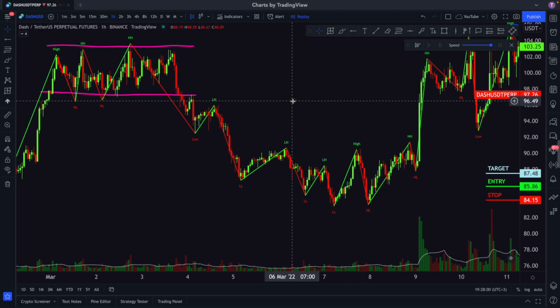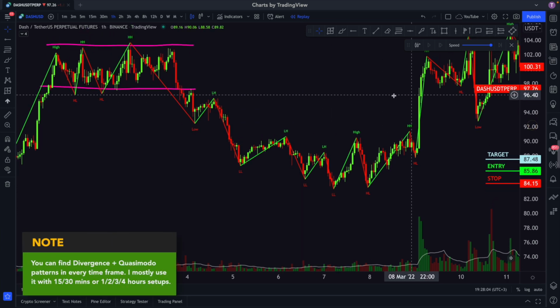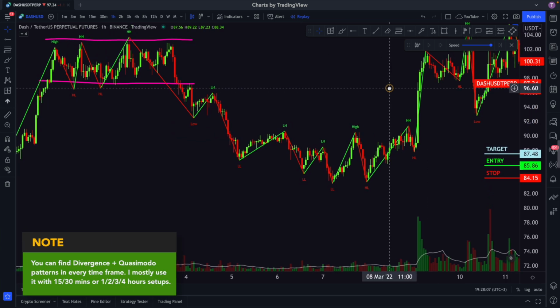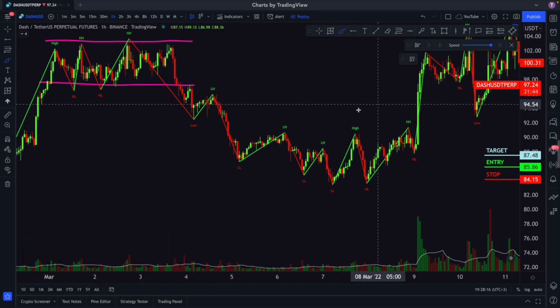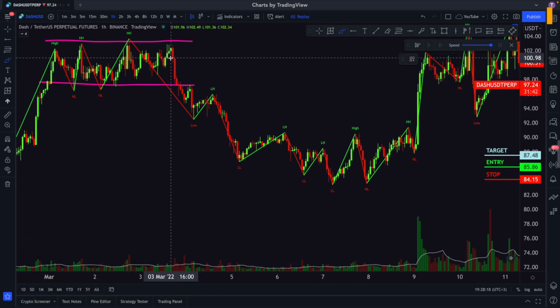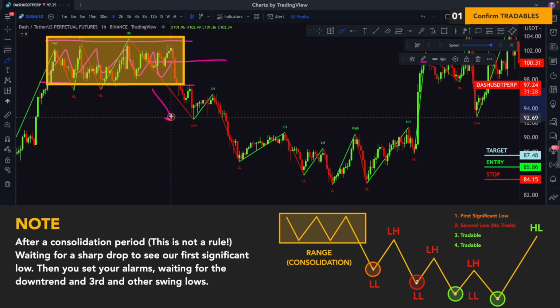Okay, my second example is Dash USDT. This is actually a textbook example of double divergence with follow-up Quasimodo pattern. Let's analyze what happened here step by step again. Step 1. Confirming tradable lower lows. As you can see, the security ranges around the $100 price level. And after a while, we have our significant low right here.